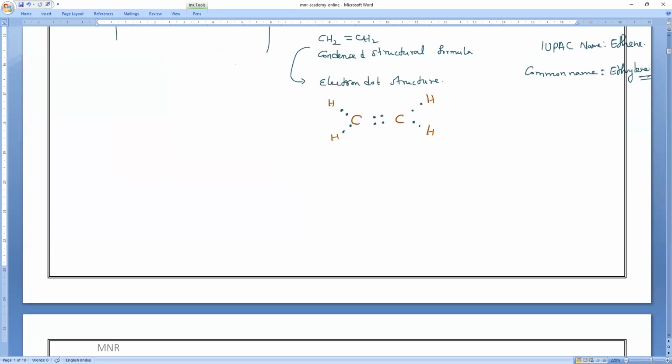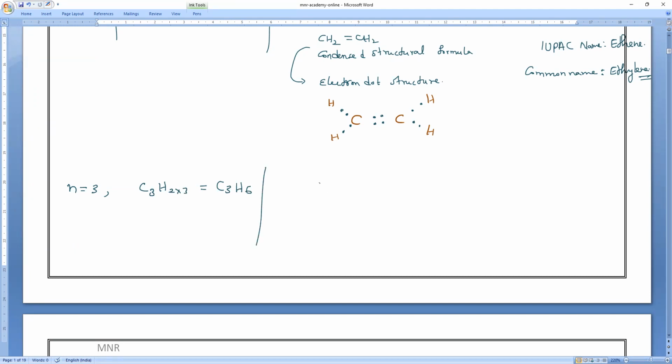Mr. Omar, next. N is equal to what, guys? N is equal to 3. So what is the formula? CnH2n, so C3H2 into 3, which is equal to C3H6. Now, how many carbons?